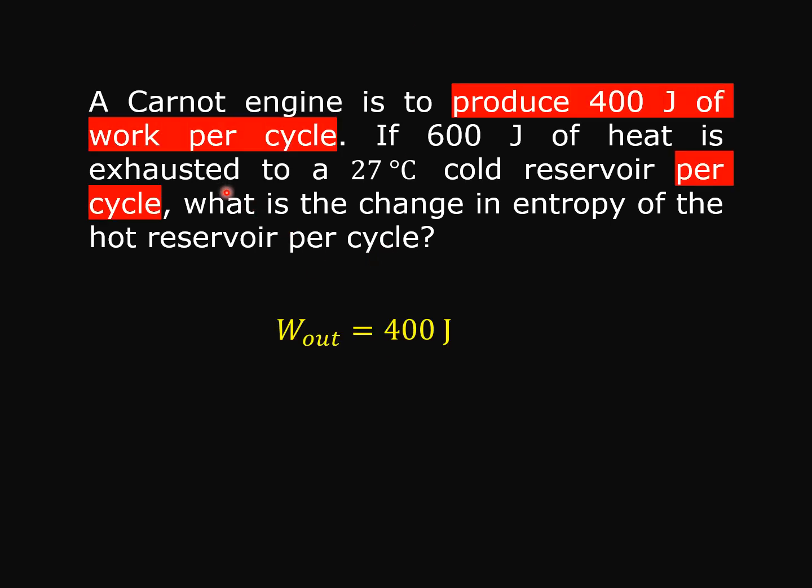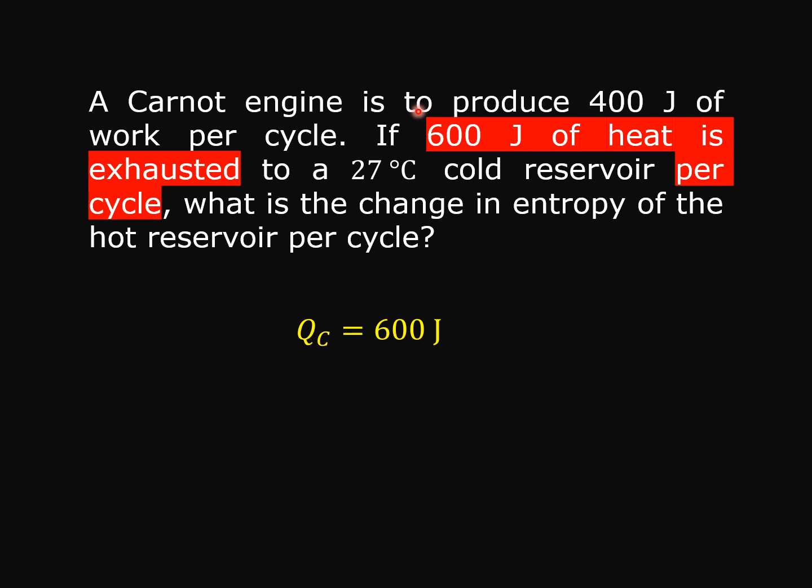The substance in the Carnot engine will perform a cyclic process. In every cycle, the work produced is given as 400 joule. So the output work is equal to 400 joule. In every cycle, the heat wasted to the low temperature reservoir, or the cold reservoir, is 600 joule for every cycle. So this value we denote as QC. So QC equal to 600 joule.